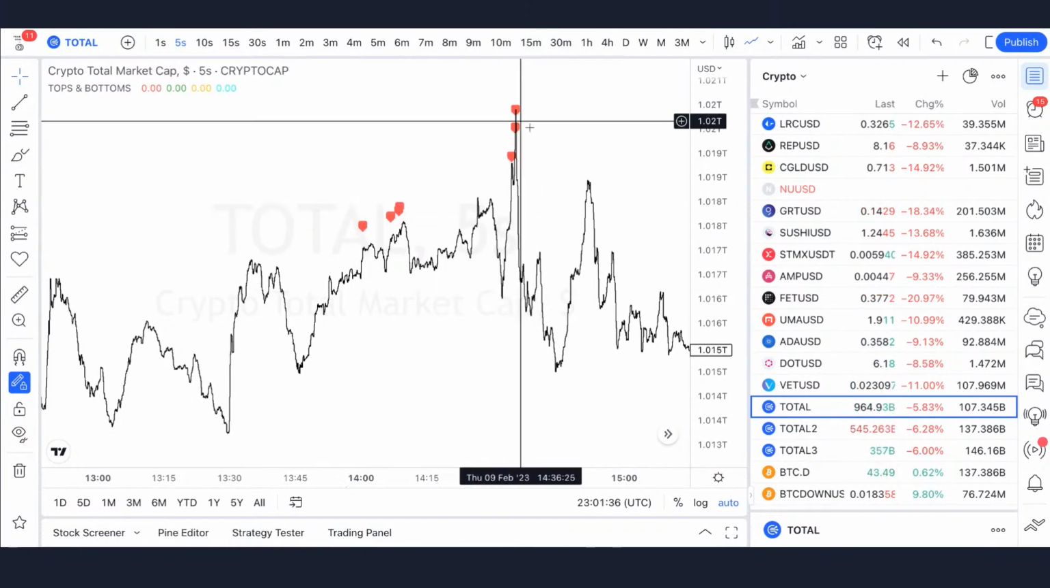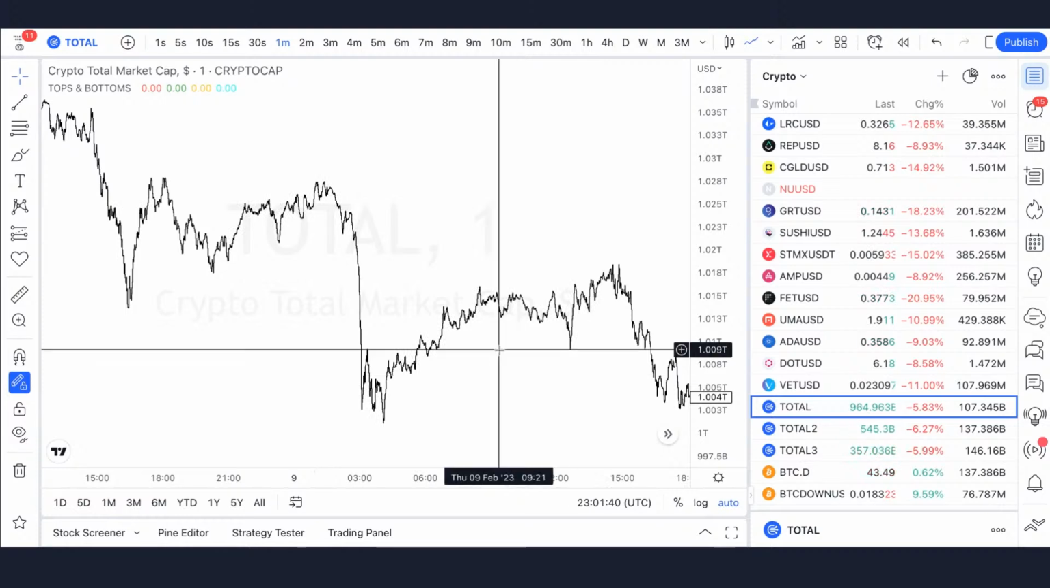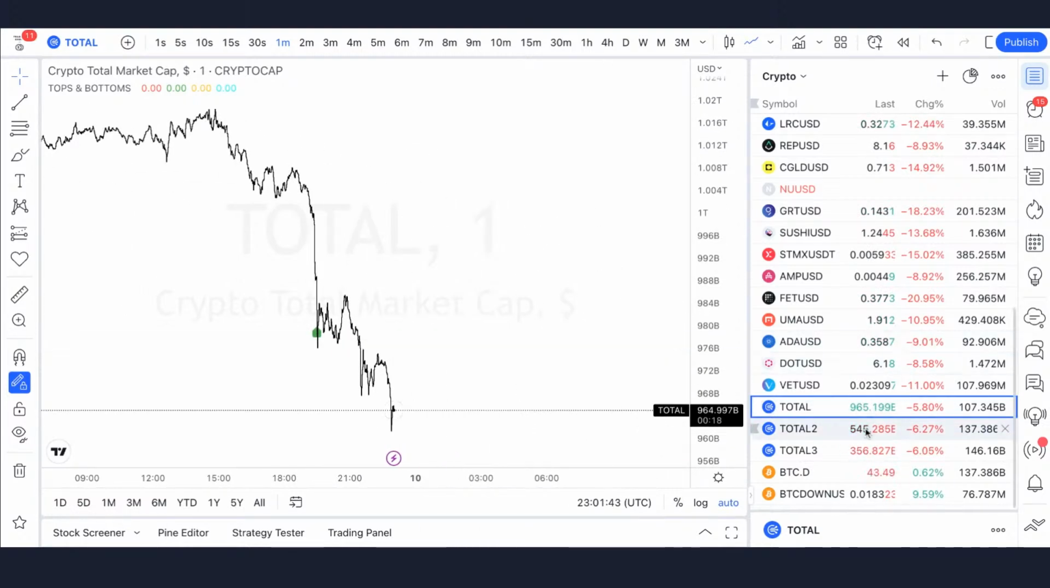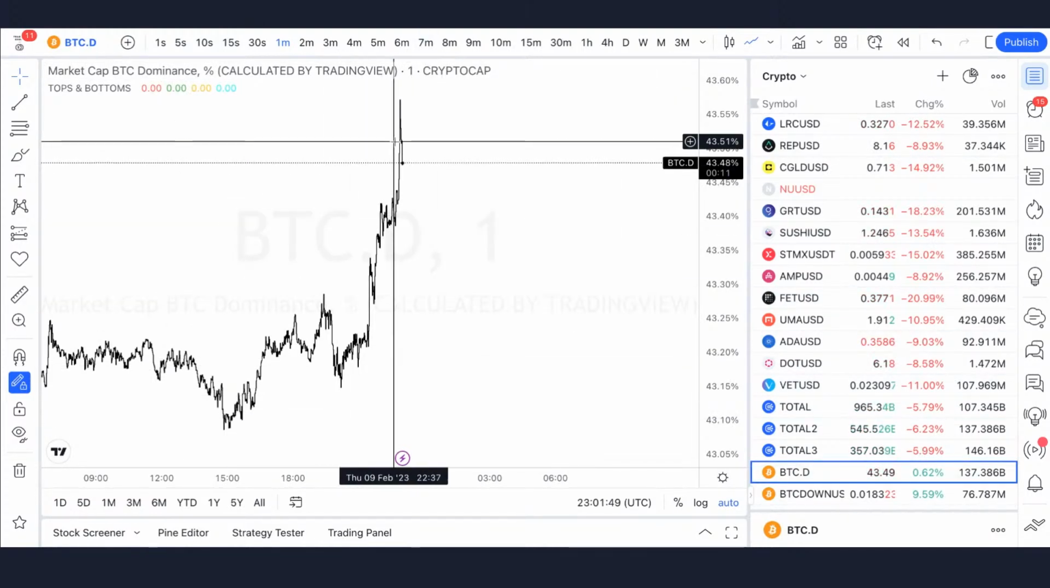Yeah, so some sales coming, but they'd have been low in the sell-off. So yeah, overall I think that's what we'll end up seeing. Bitcoin dominance has gone through the roof.